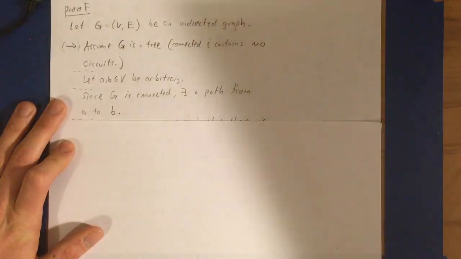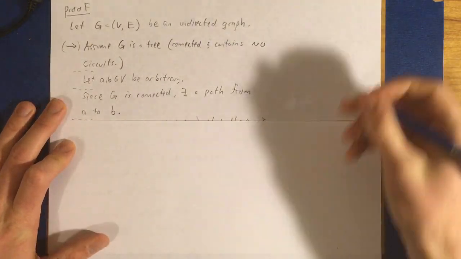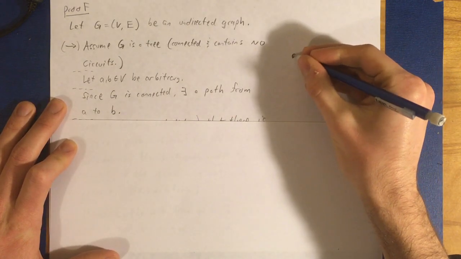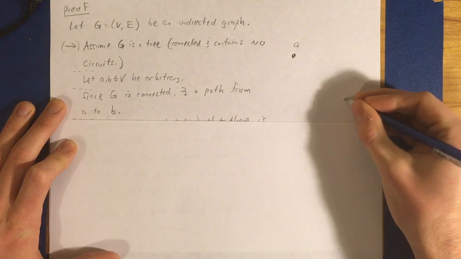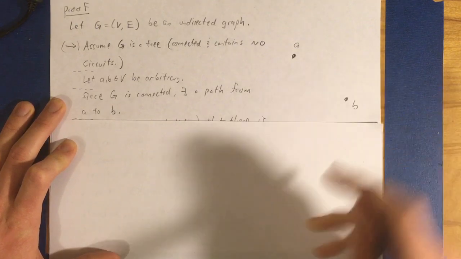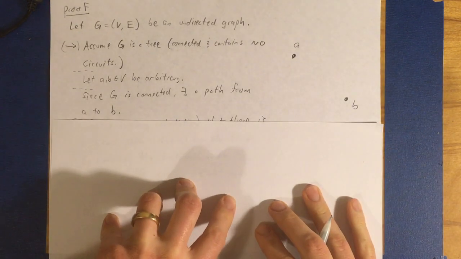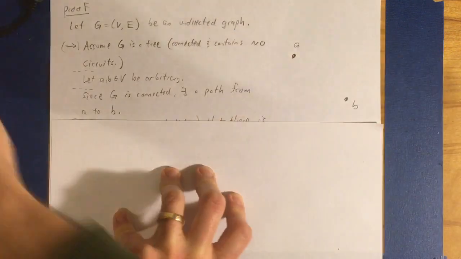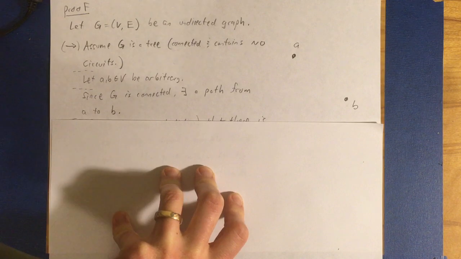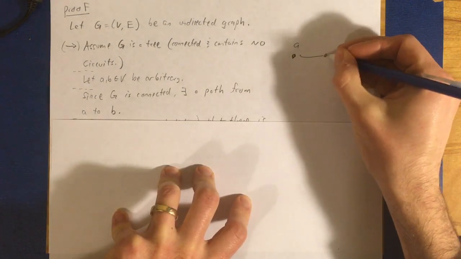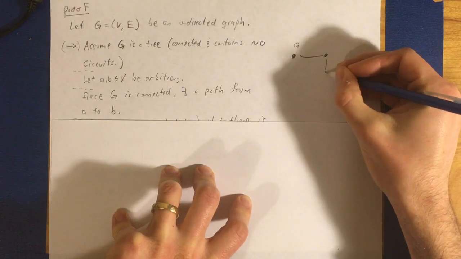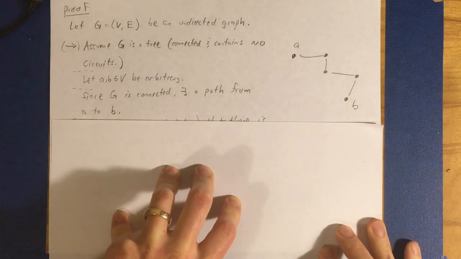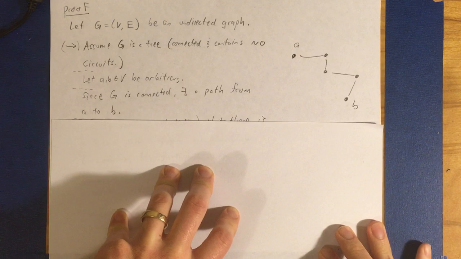I'm going to go ahead and start drawing a little diagram on the side over here. Let's have our vertex A and our vertex B. And what we're saying is, since our G is connected, we know that there will exist some path from A to B. So I'm going to draw a path. And I'm not going to bother naming any of those vertices, but there's a path from A to B.